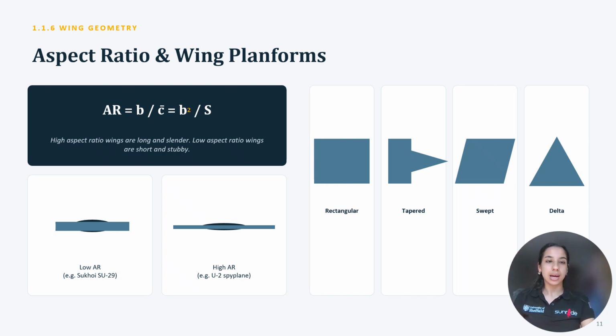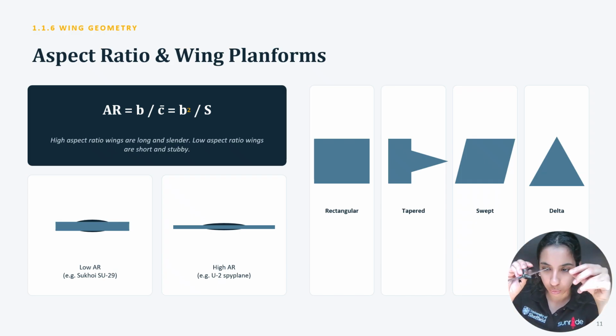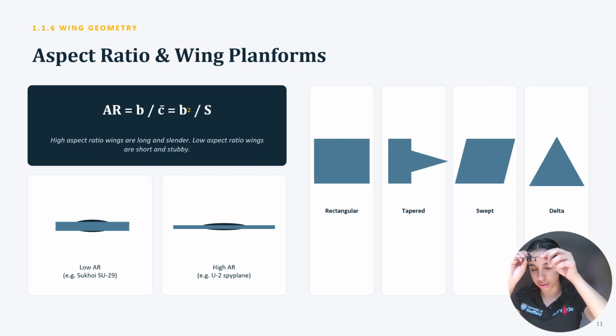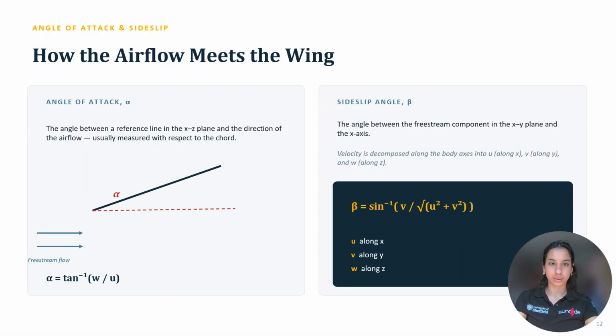So high aspect ratio wings are long and slender. I think this is a good way to explain it: you see how long and slender it is, so it has a high aspect ratio. Low aspect ratio wings are usually short and stubby. Okay, so I've shown you 4 different types. Now there are too many, obviously. You get the rectangular, the tapered, swept, and delta. Delta you'll usually find in military. And yeah, next.